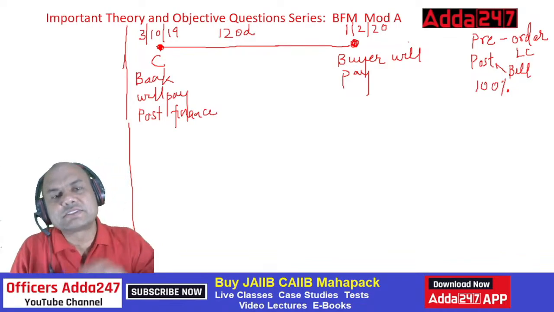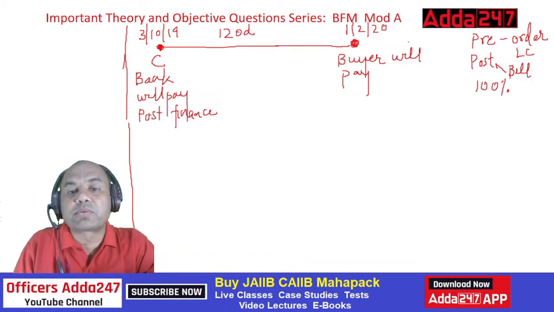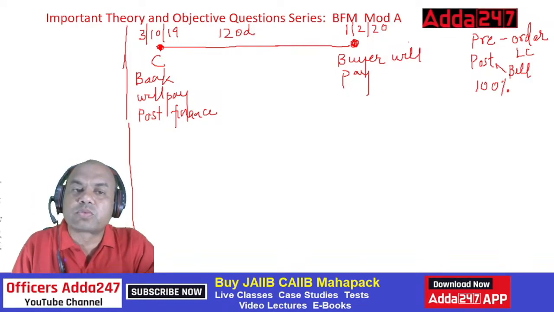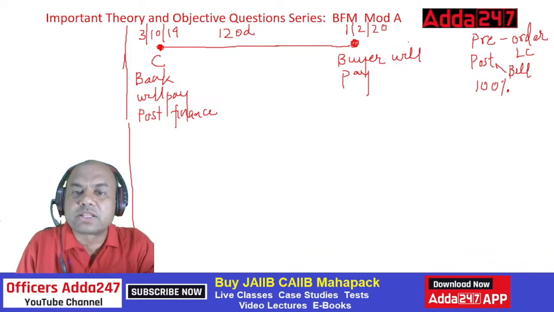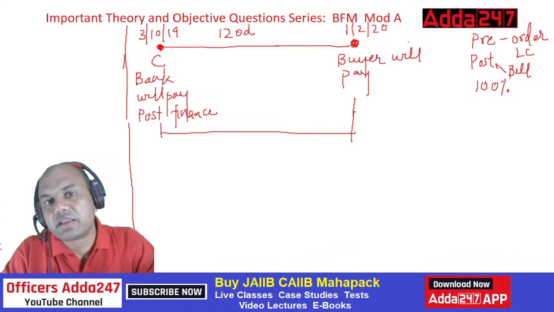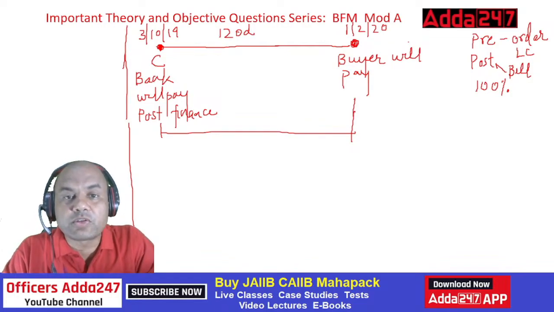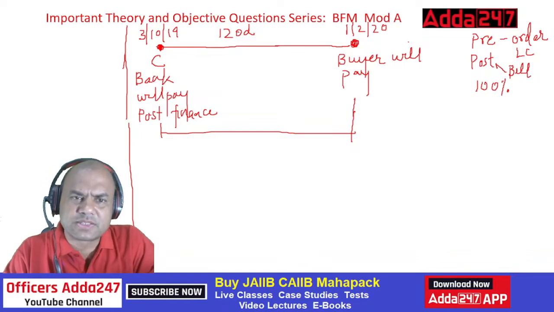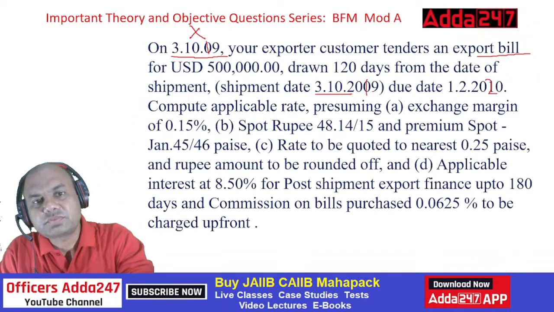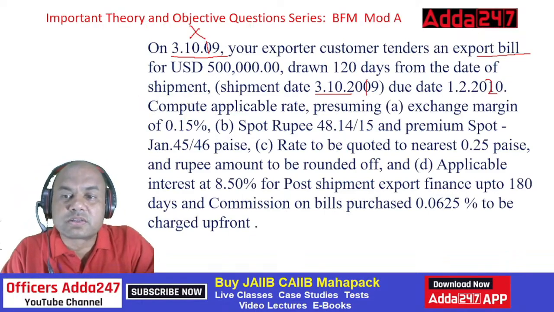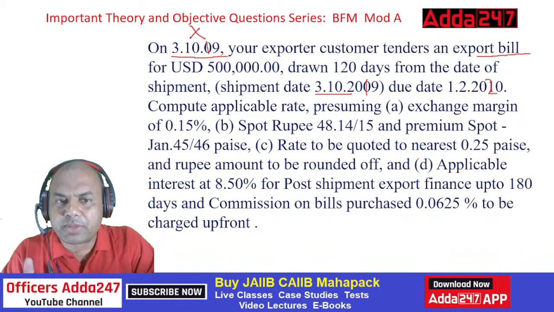So finance is given up to what days? Will it give up to lifetime, starting from 3/10/2019? No, it will give up to this gap only. This is the only gap for which the bank will finance. Because in bank, we have need-based finance. Whenever there is a requirement of finance, only at that time we finance. Otherwise why should we finance? Simple. So now, on 1/2/2020, the buyer is going to pay.